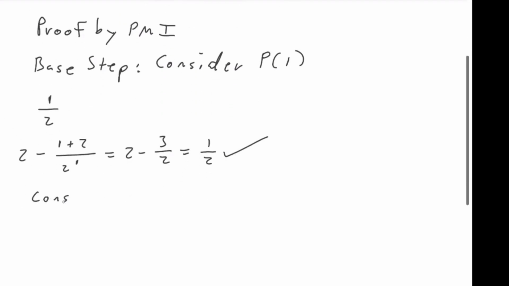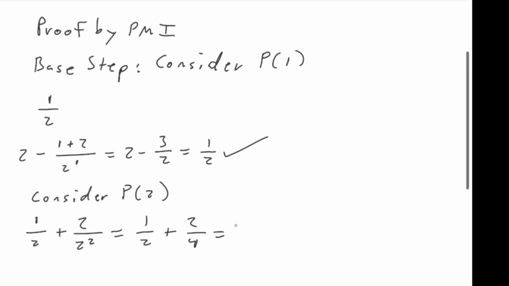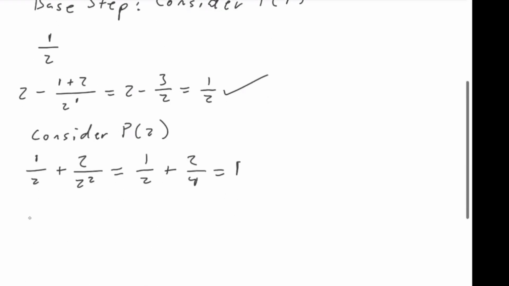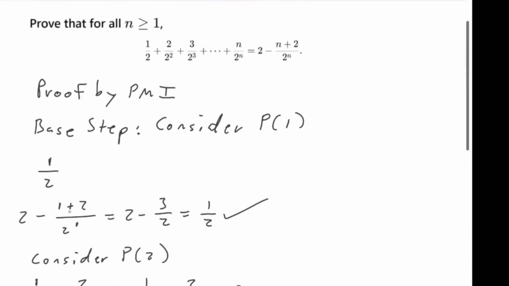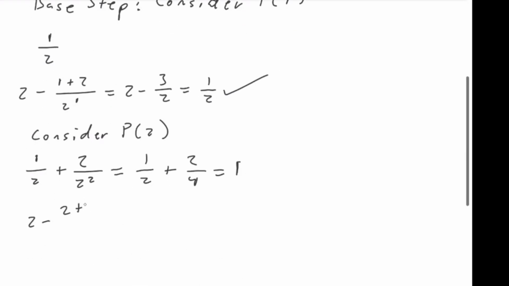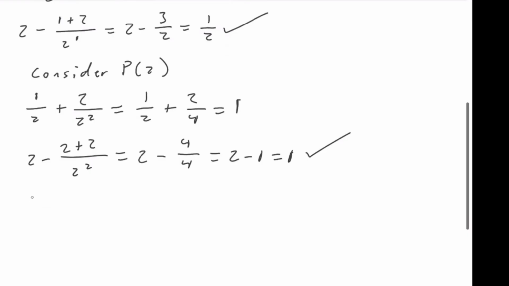Let's consider P of 2. So that's 1/2 plus 2 over 2 squared. That's equal to 1/2 plus 2 over 4, which is 1/2 plus 1/2, which is 1. And then we have 2 minus 2 plus 2 over 2 squared, which is 2 minus 4 over 4, which is 2 minus 1, which is equal to 1. So that also checks. So let's go ahead and move on to our induction step.